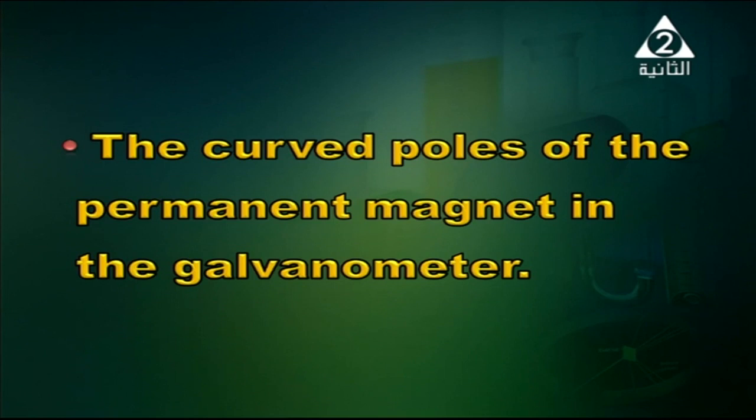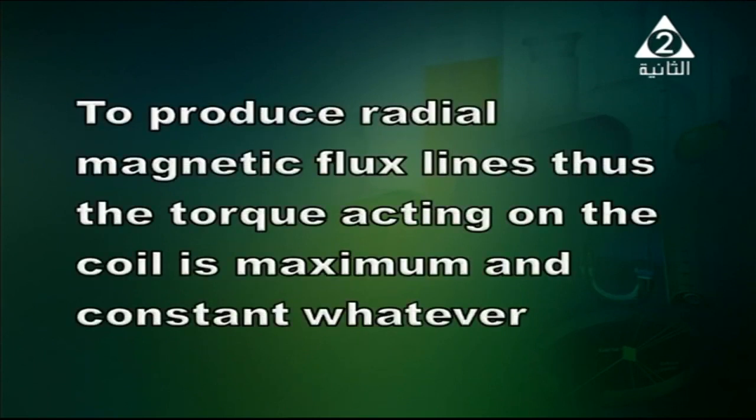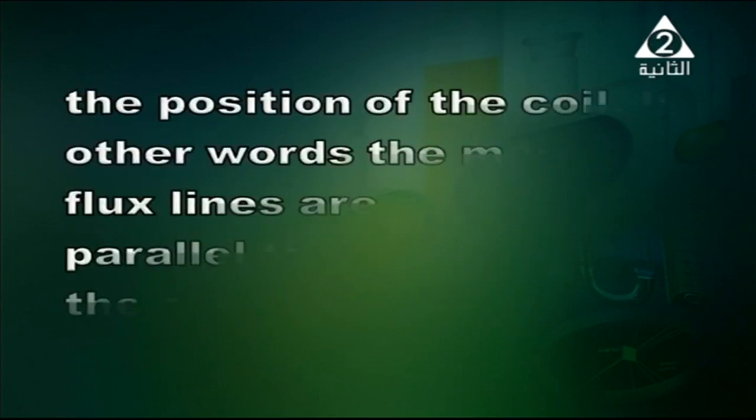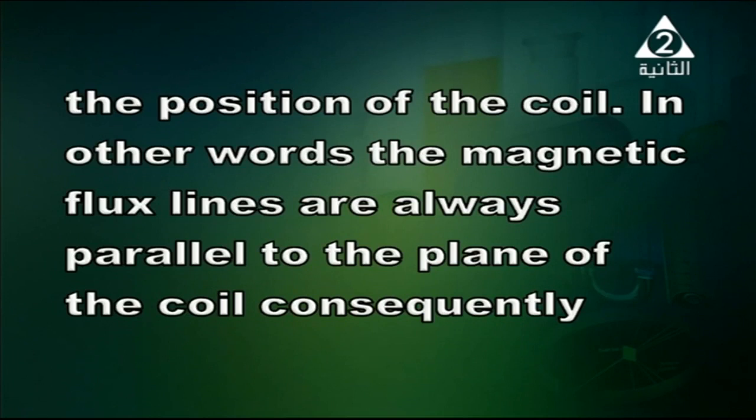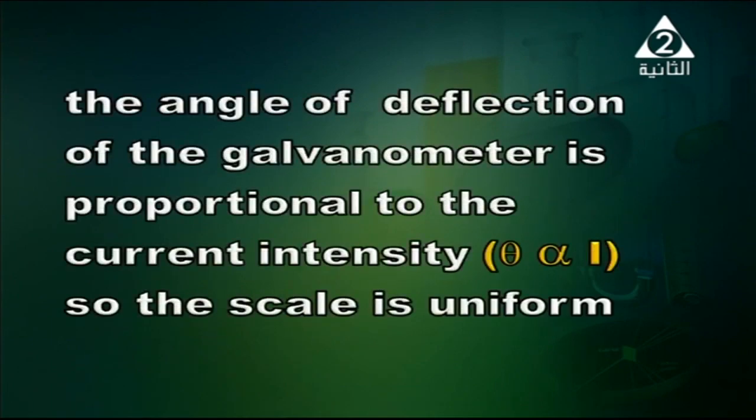So the function of the curved poles of the permanent magnet in the galvanometer is to produce radial magnetic flux lines. Thus, the torque acting on the coil is maximum and constant, whatever the position of the coil. In other words, the magnetic flux lines are always parallel to the plane of the coil. Consequently, the angle of deflection of the galvanometer is proportional only to the current required to be measured. Theta is proportional to the current, and this makes the scale uniform.